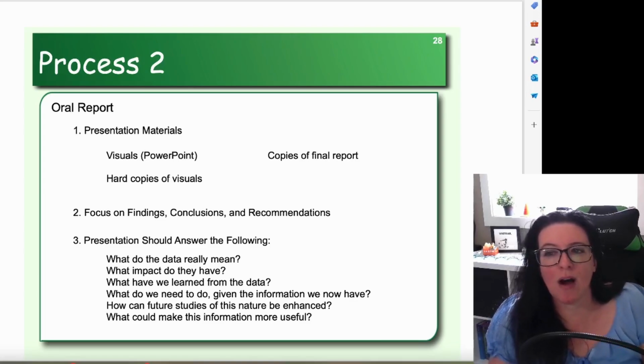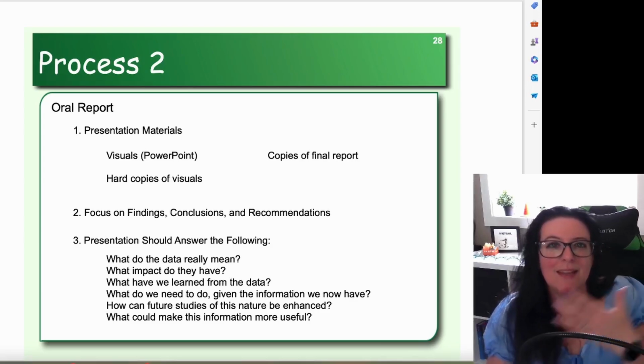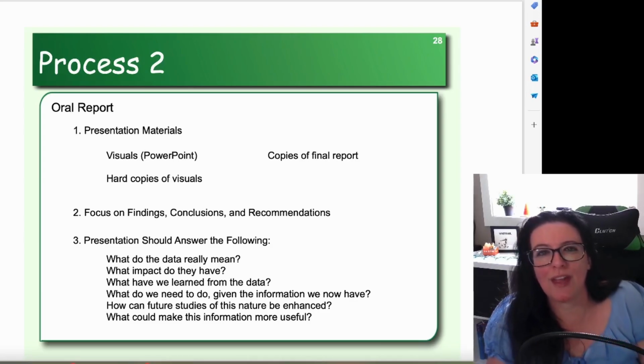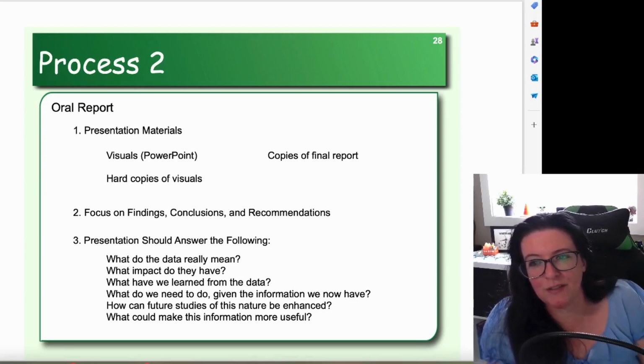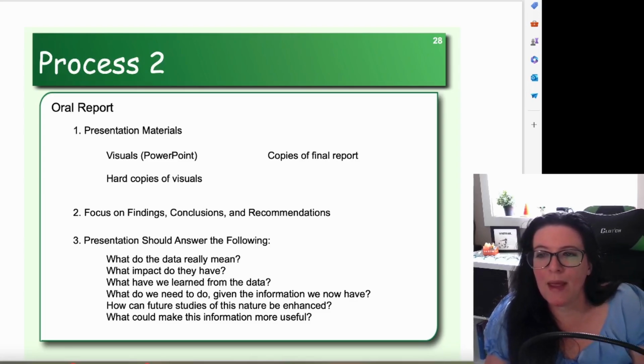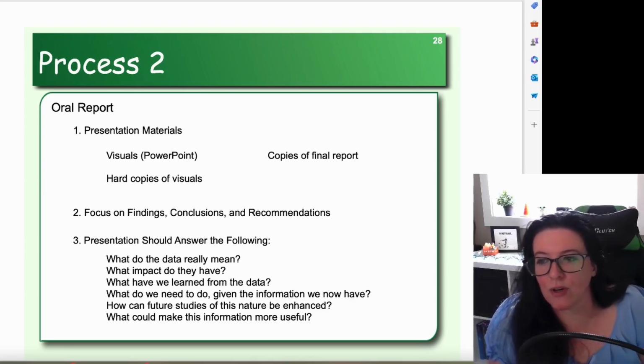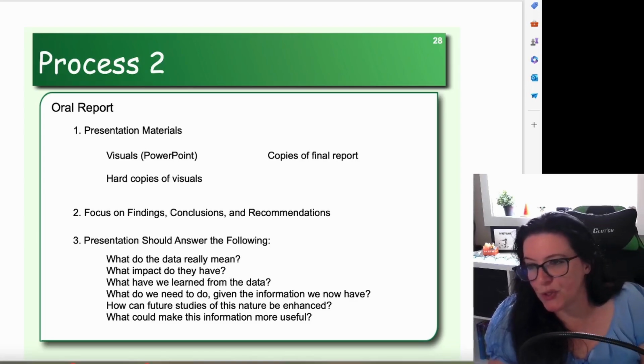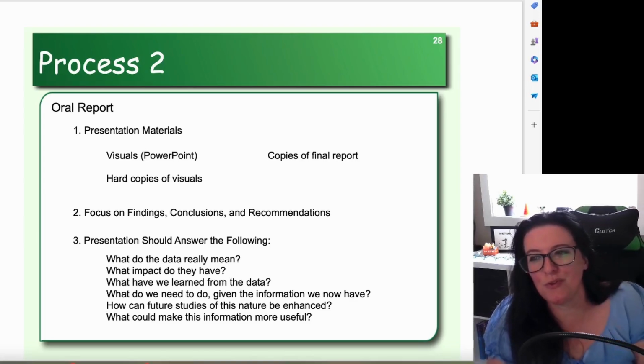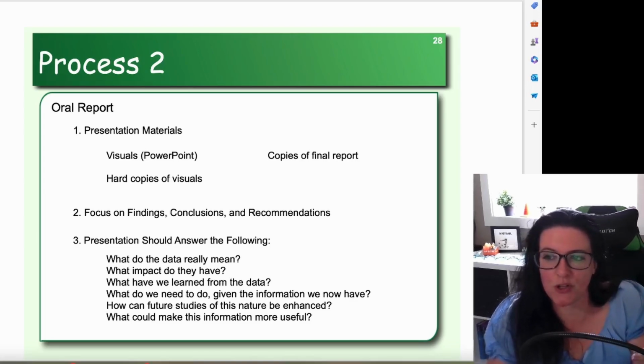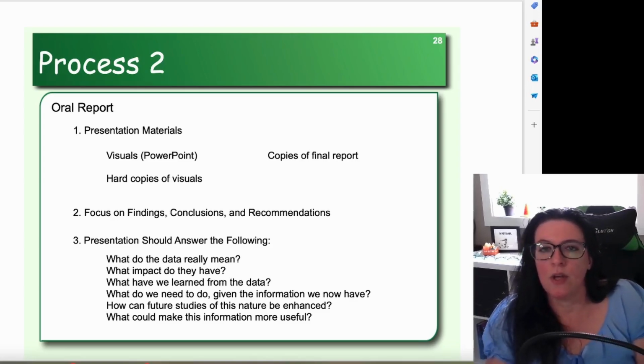You also might comment on future studies that can be done from this, so it led to other questions. So what are the areas for future exploration? And what could make the information that we have gathered more useful? So where can we go next in terms of future exploration, other research projects, as well as what can be done for the organization for them to create change, create decisions from this.